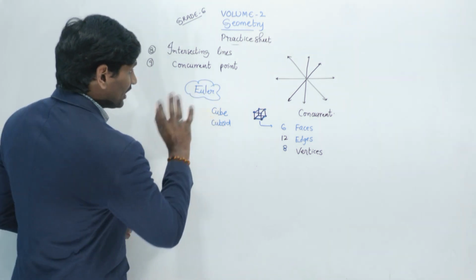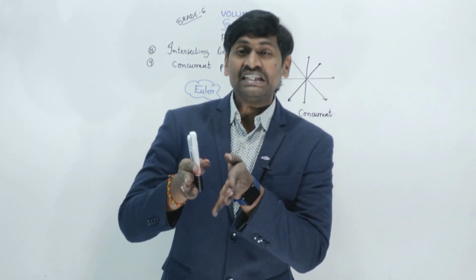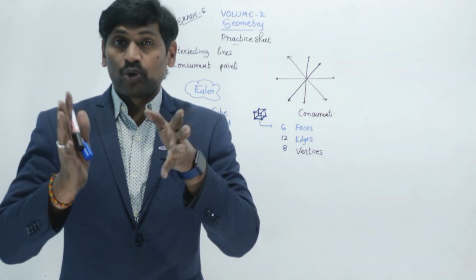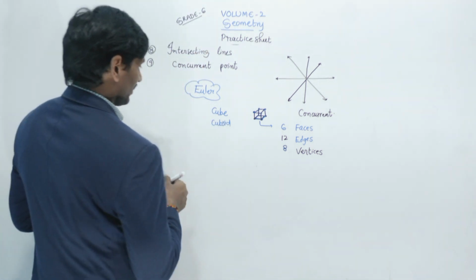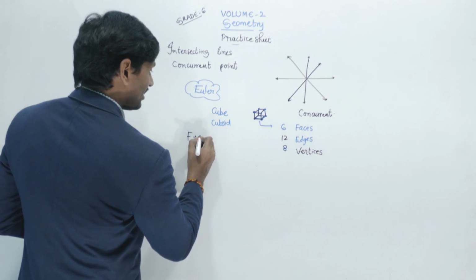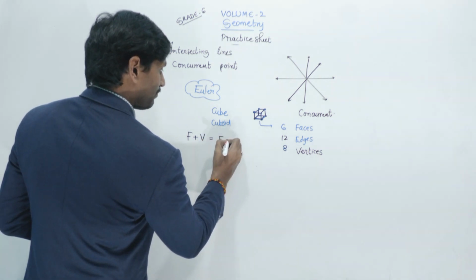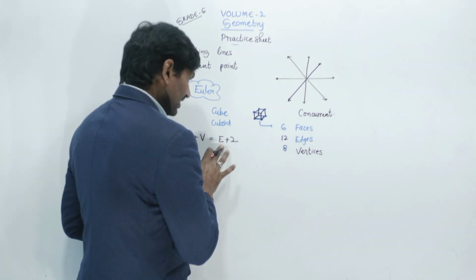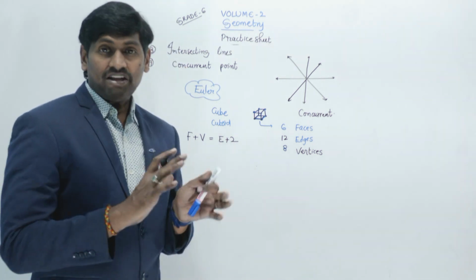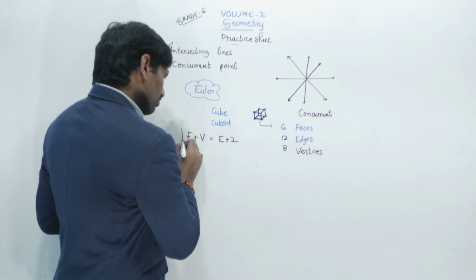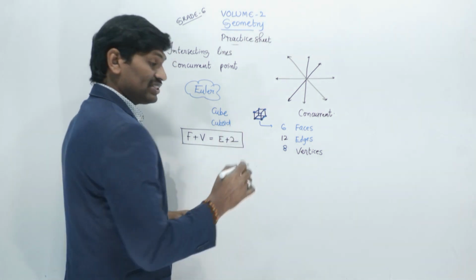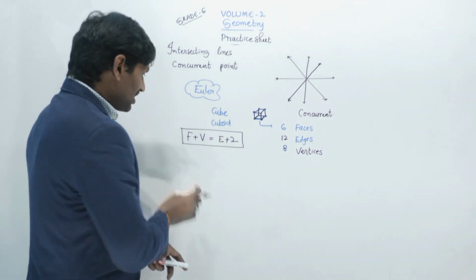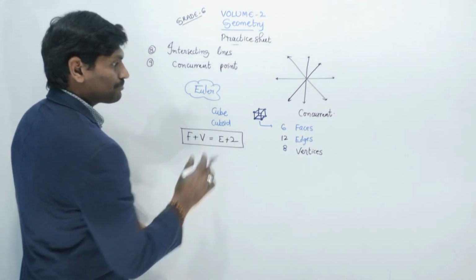And what Euler derived is that any three-dimensional object which has flat surfaces follows a rule, that is, faces plus vertices equals edges plus 2. Here F means faces, V means vertices, E means edges, and plus 2. Every three-dimensional object which has flat surfaces follows this Euler rule: faces plus vertices equals edges plus 2.